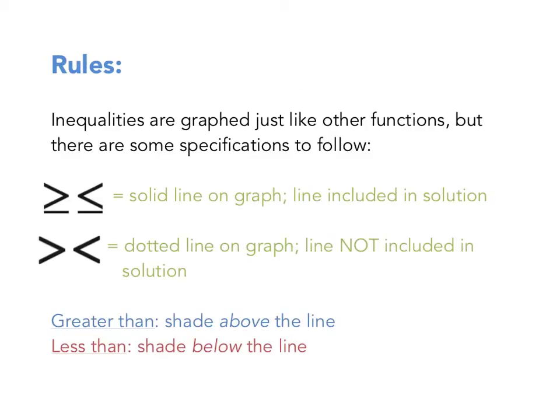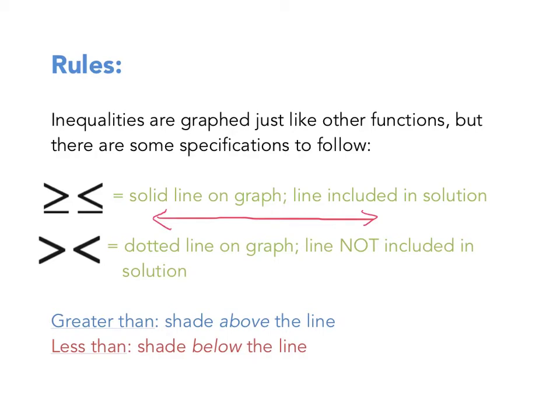So you need to write down the rules for graphing an inequality. Inequalities are graphed just like other functions, but there are some specifications that we have to follow in order to make sure we can see the entire solution. So much like the or equal to symbol changed the circle on the number line when we graphed, depending on the sign, it depends what kind of line we draw. So if it's or equal to, it's a solid line on the graph, and that shows that the line is included in the solution. Solid like that.